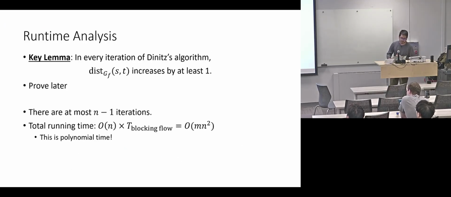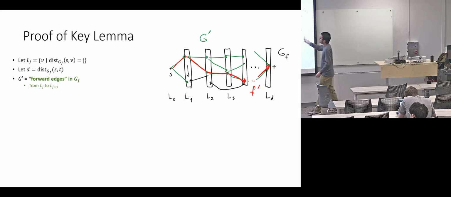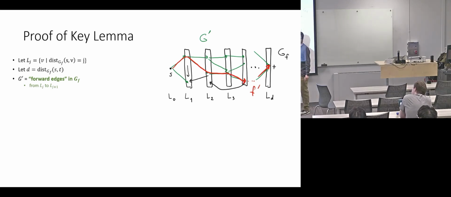So this is really a polynomial time algorithm. Let's prove this. I'm just going to define this graph. I define level J to be all the nodes such that the distance from S to that node is J. So S is at level 0, then the next is level 1, level 2. This is just the levels from BFS. And let's say that D is the distance from S to T.